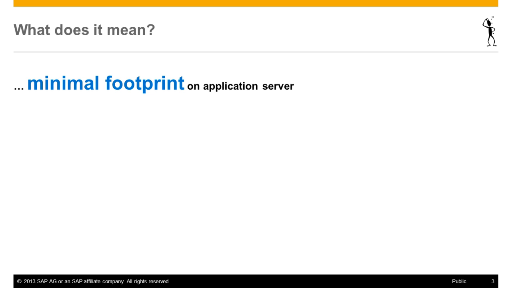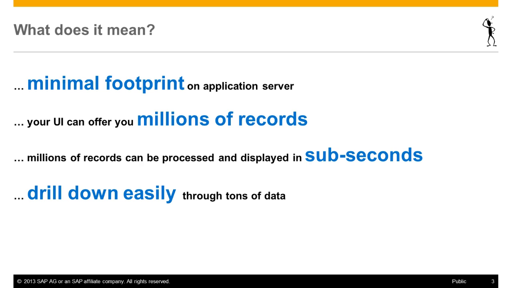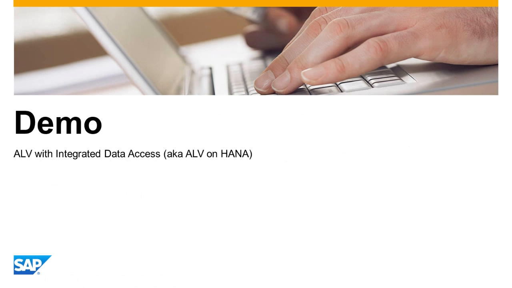You might still ask yourself, what does it mean? Well, with the integration of ALV on HANA in your Web Dynpro-based and Floorplan Manager-based applications, your end users now have the possibility to work on millions of untruncated records, which have been processed in subseconds and with a minimal footprint on the application server ABAP.